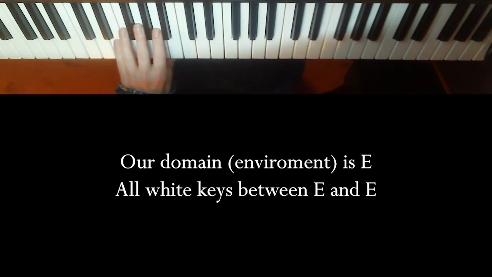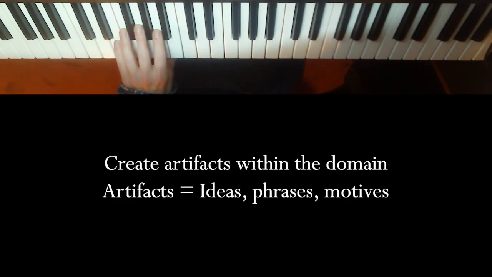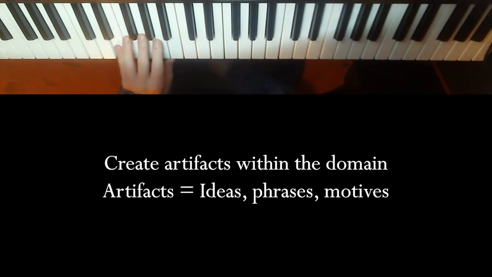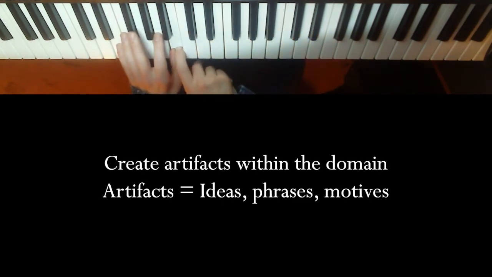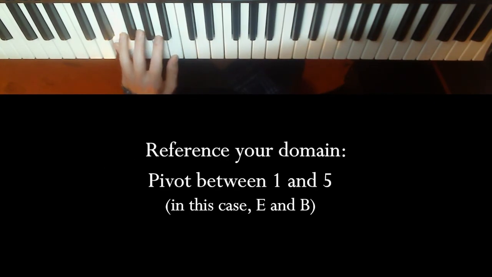So we want to put together a set of artifacts in this domain. And a good way to do that is, we established our E, and then find the fifth. That's going to be 1, 2, 3, 4, 5. This 5 is going to be kind of our pivot point. And we could create a bass line like this.